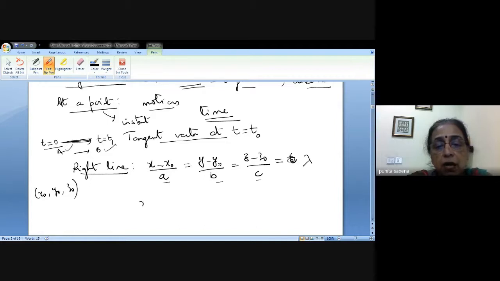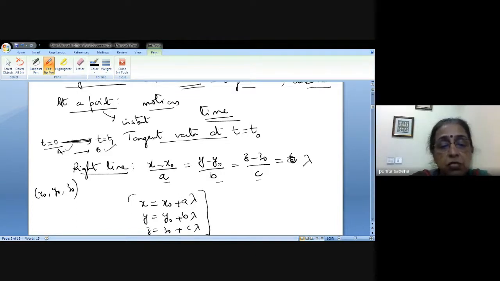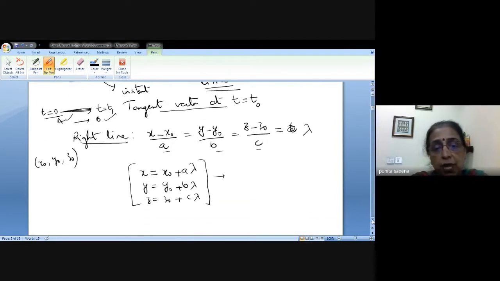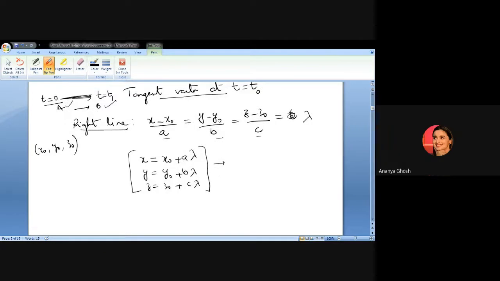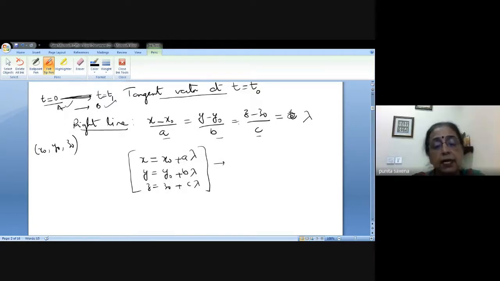Then how do you define the line? As x equal to x naught plus a lambda, y equal to y naught plus b lambda, and z equal to z naught plus c lambda. This is how a straight line can be represented. Am I right or wrong? Everybody remembers this, right? Yes, ma'am. This you have already studied, right? So that means either if I write it in this form or if I write it in this, both of them are going to represent a line, right?